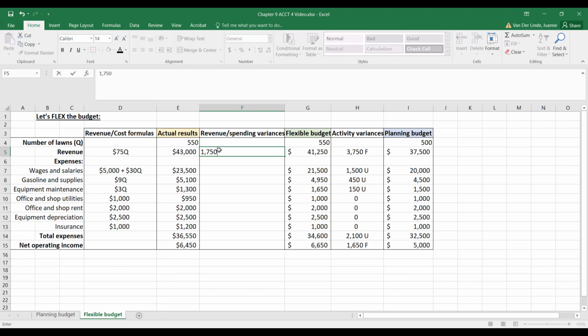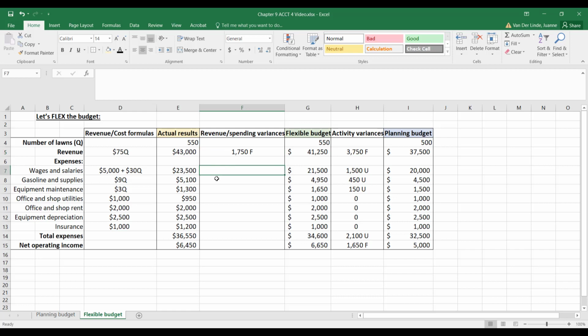And what kind of variance would this be? This is a revenue variance, and is this favorable or unfavorable? Well, this is going to be favorable. And why is that? Well, it's going to be favorable because we generated more revenue with 550 lawns than we should have generated with 550 lawns. Because the flexible budget is using an estimate, a revenue formula to estimate what that revenue should have been, and we made a little bit more. So that's a favorable revenue variance.